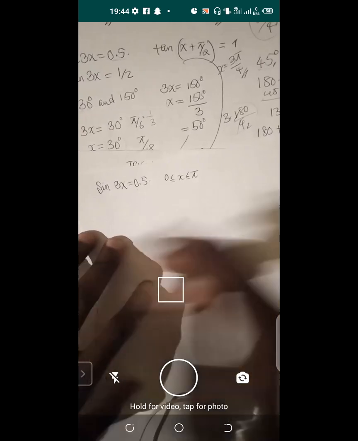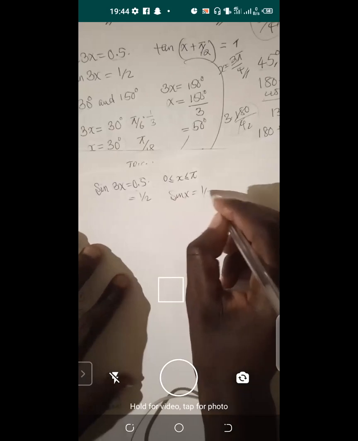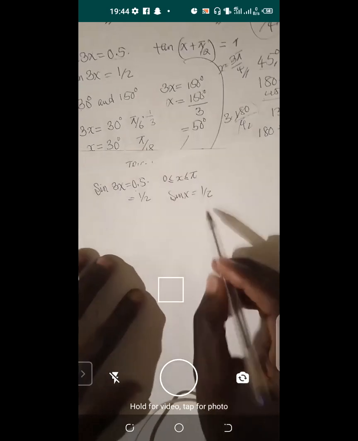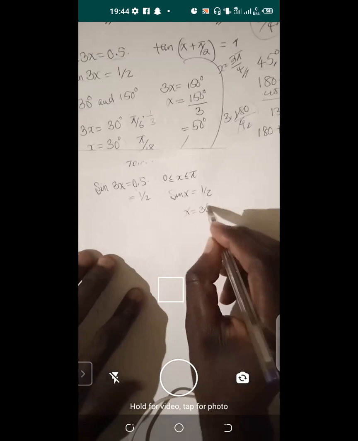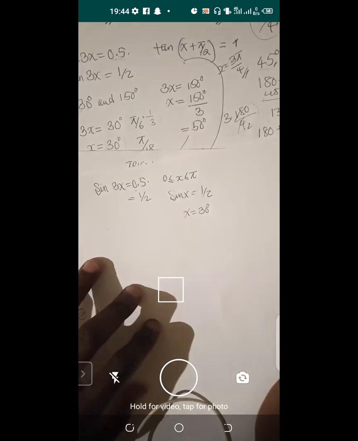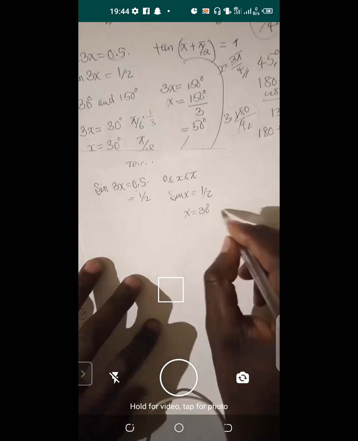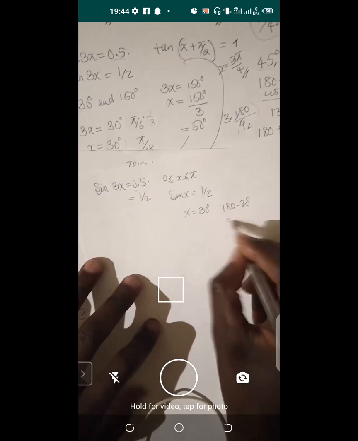Are we together? So for this one, you know that 0.5 is half, and you know where sine of x equals 1/2. x there is equal to 30 degrees. But sine is also positive in the second quadrant. You find the other angle by subtracting 30 from 180, then you get 150 degrees.